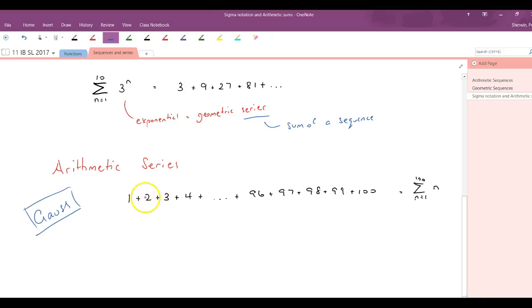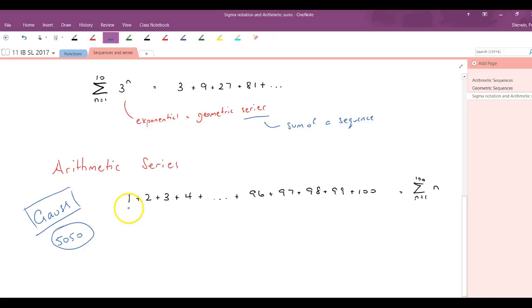His teacher set up the numbers from 1 to 100, hoping to occupy him for some time. Gauss just ripped out the answer, 5,050, in no time. He just said, that's the 5,050. Next question, please. How did he do it? Well, this is how he did it. How did he do it so fast?